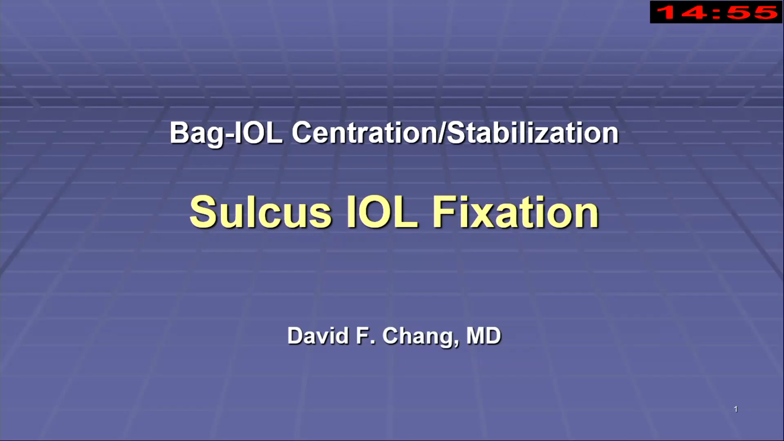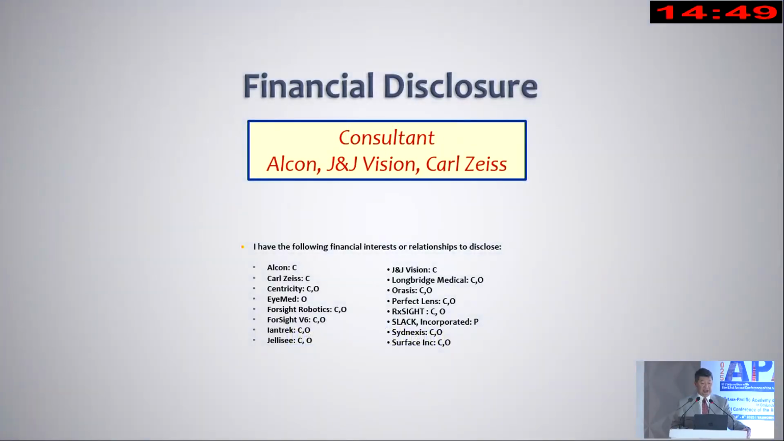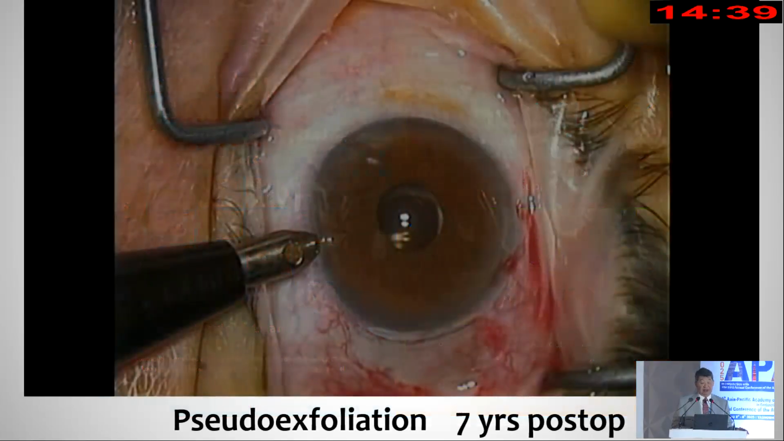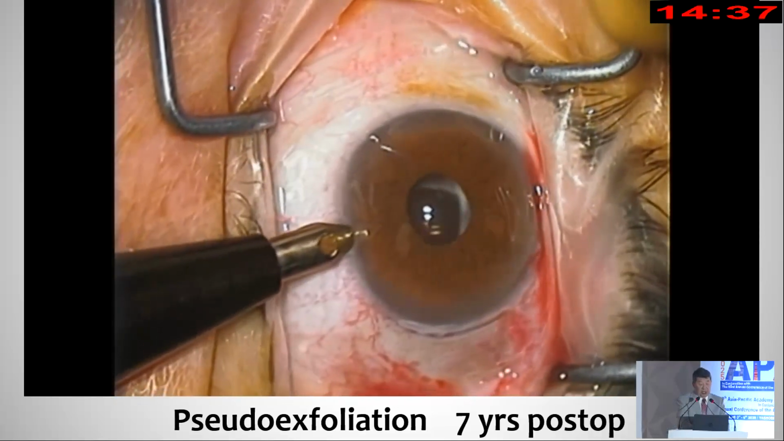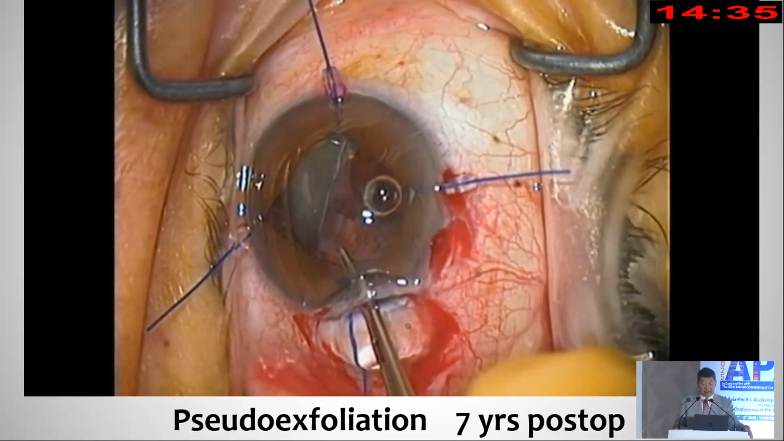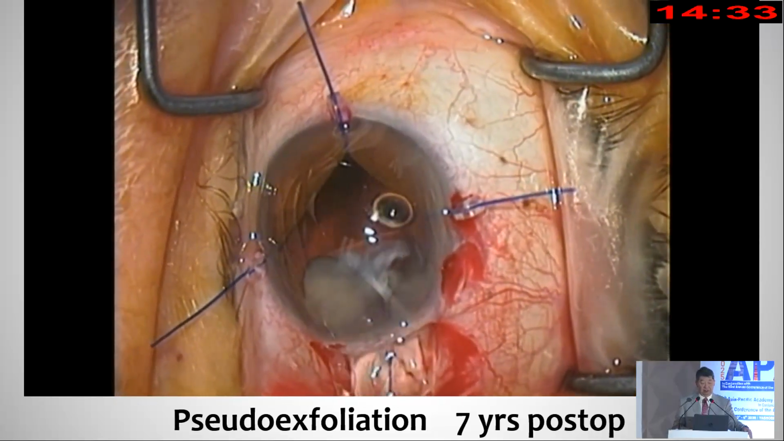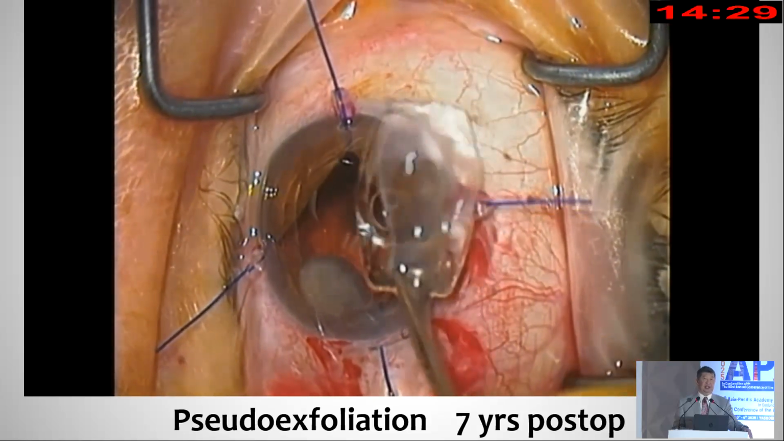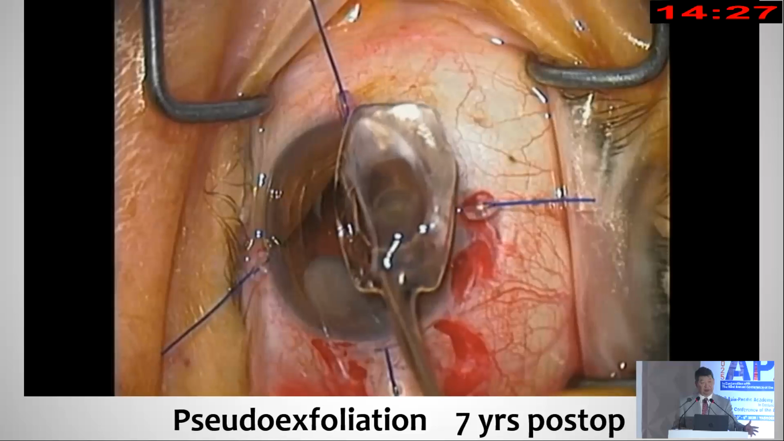So I'm going to talk about a different situation where you don't necessarily know you're going to be in trouble, because you just think you're doing a cataract surgery with pseudoexfoliation. I have no financial interest in this talk. These are some of my textbooks that cover a lot of this, and some of the videos are there. As we all know, this is the problem with zonulopathy and pseudoexfoliation: it's not enough just to get the lens in the bag and preserve the capsule. That's hard enough.